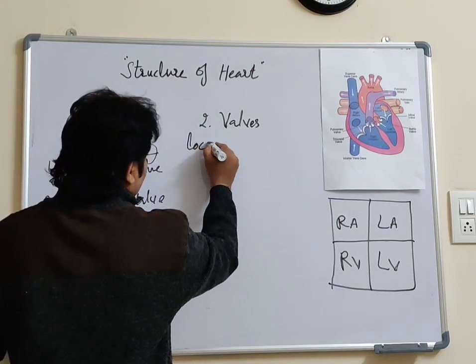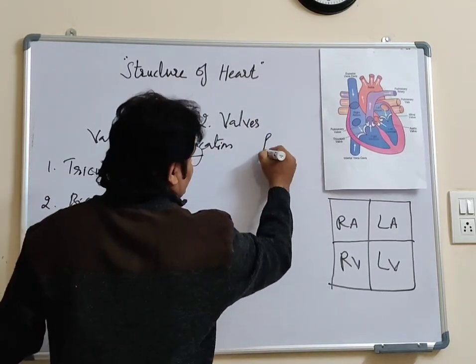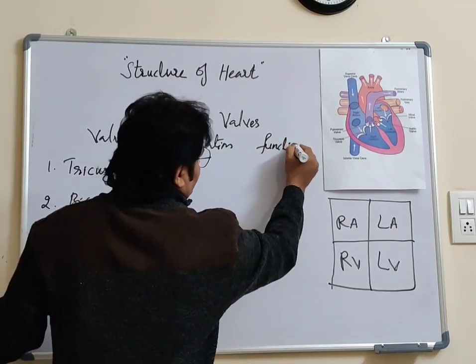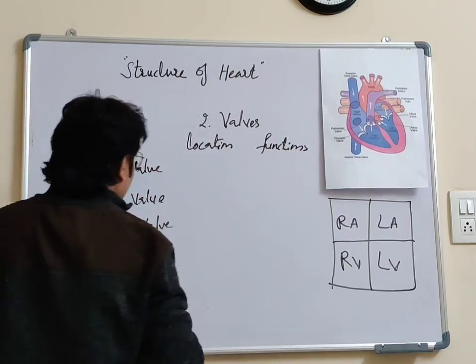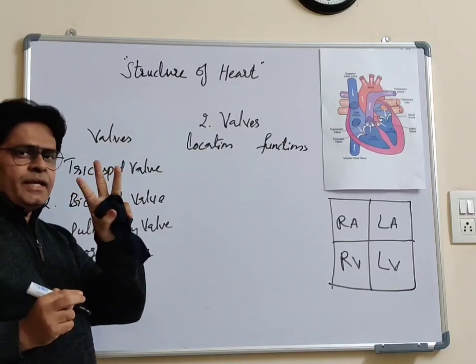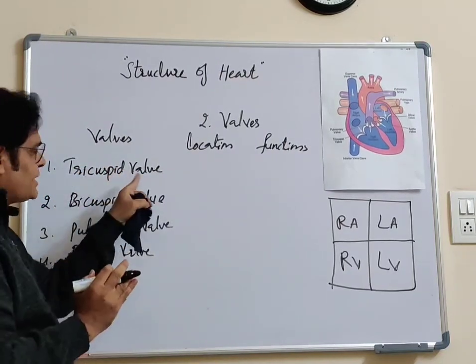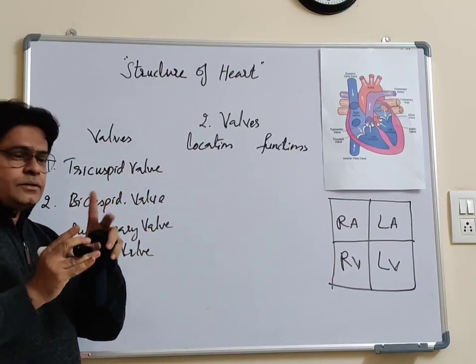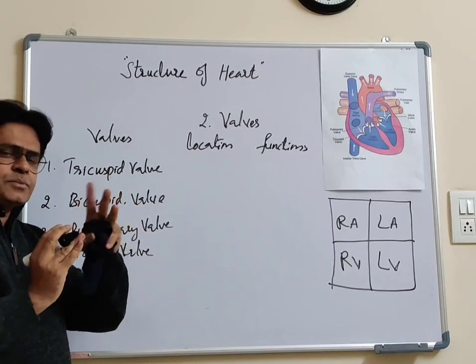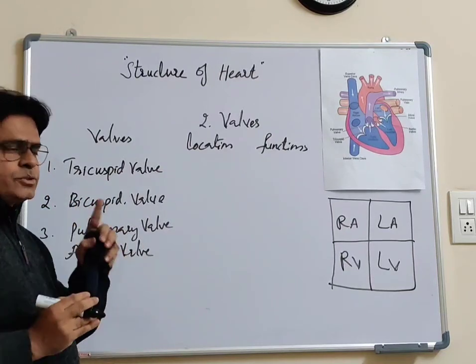That is the location. And what they are doing is the function. Clear? So, location. Tricuspid valve: tri means 3, a 3 cup-shaped valve, it is called the tricuspid valve. Bicuspid, a 2 cup-shaped valve, so bicuspid valve. The bicuspid valve is otherwise called the mitral valve. Another name is also given to it.